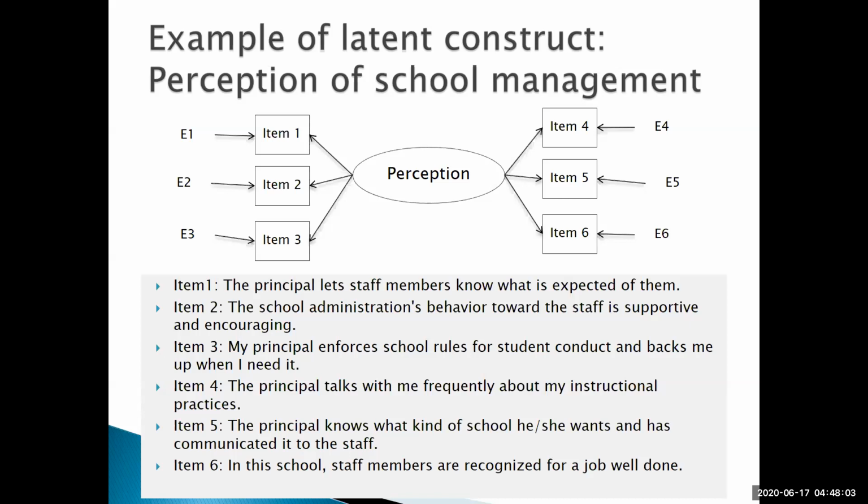Also, because it's measuring a latent variable, these items are exchangeable. I could, for example, replace item 2 by "the school administrator's behavior toward the staff is friendly." It's an alternative version that is supposed to be measuring the same construct. So there is nothing special about these items. They are just considered a subset of measures that prompt you to manifest that construct, perception of school management.